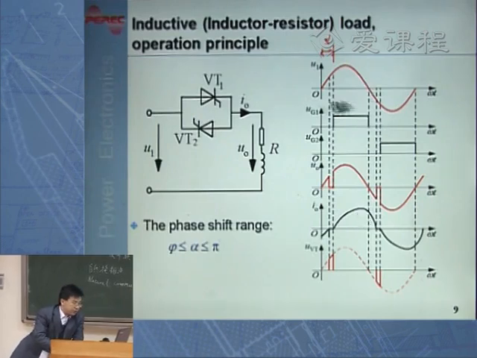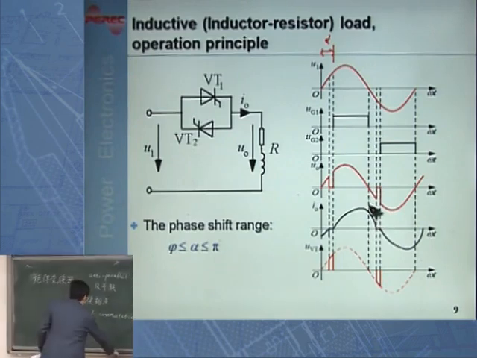And when this input voltage is negative, that means UO is also negative. That means lower side positive, upper side negative. You are actually applying negative voltage across the inductor. And therefore, the inductor current will be decreasing.